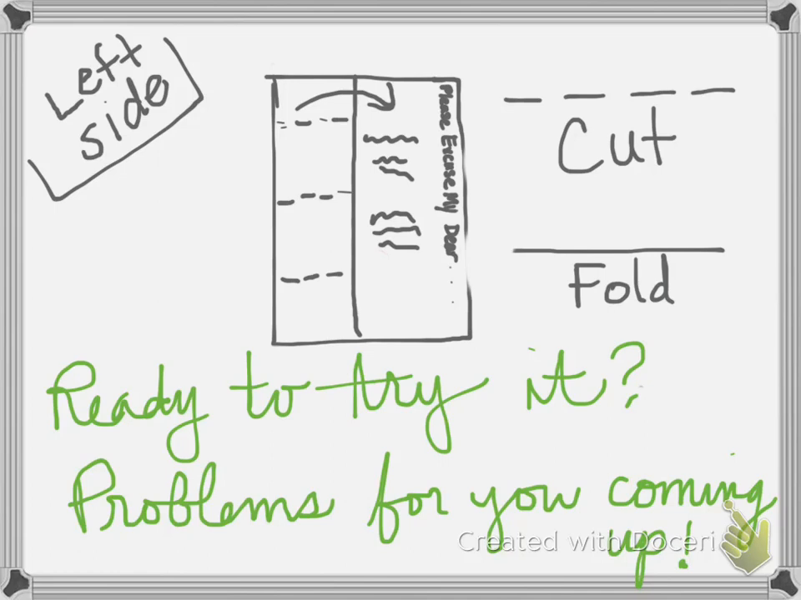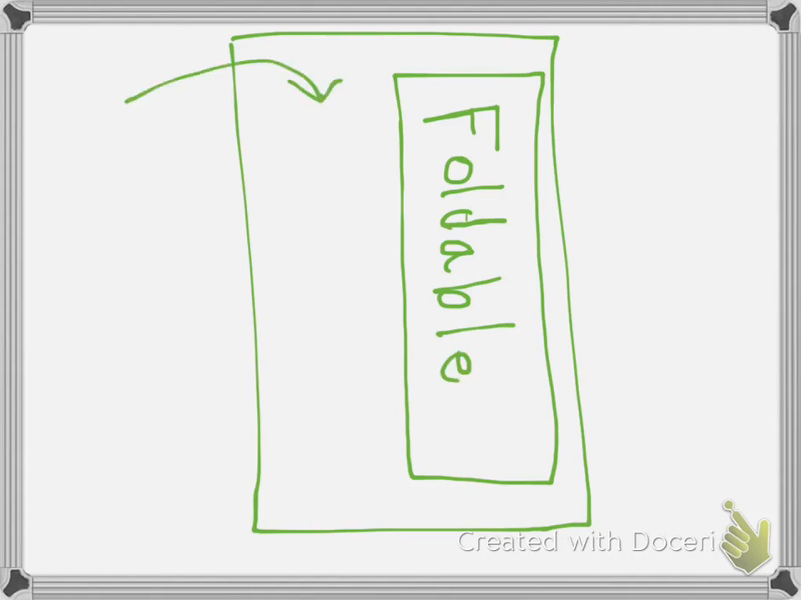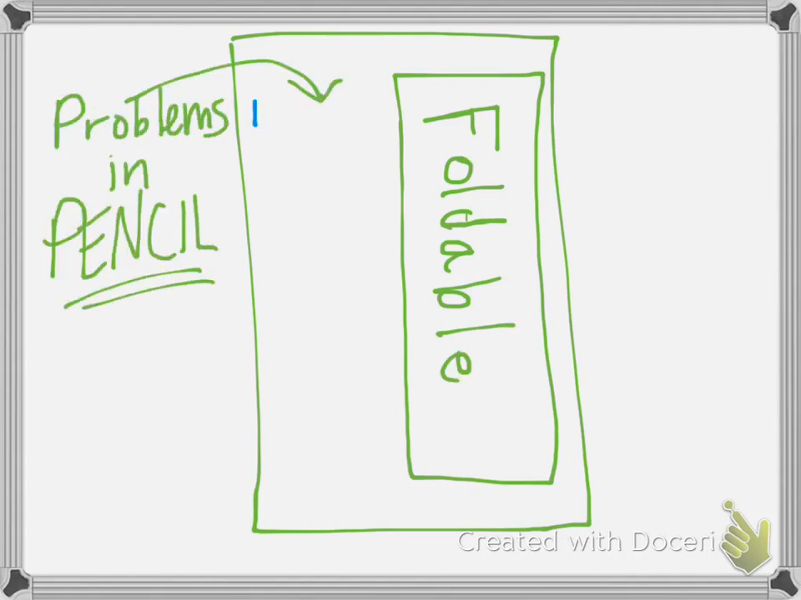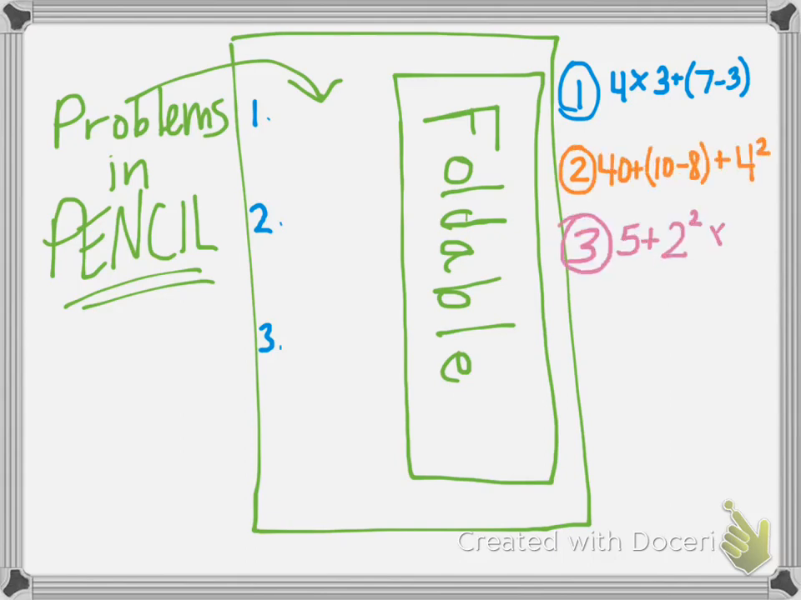Once you have your foldable glued in, go ahead and start the rest of the video back up, and there are some problems for you to figure out on your own. You can put the foldable on the left or the right side of your left page, as long as it's on your left page and you've left space to work those problems. There's your 3 problems for you to work. Do your best to do them individually, and go ahead and check them with your neighbor when you are finished.